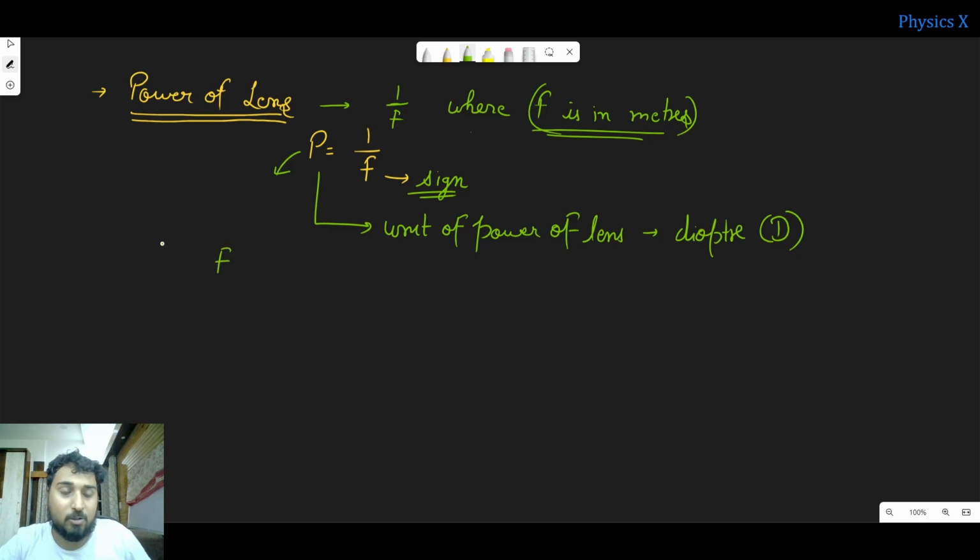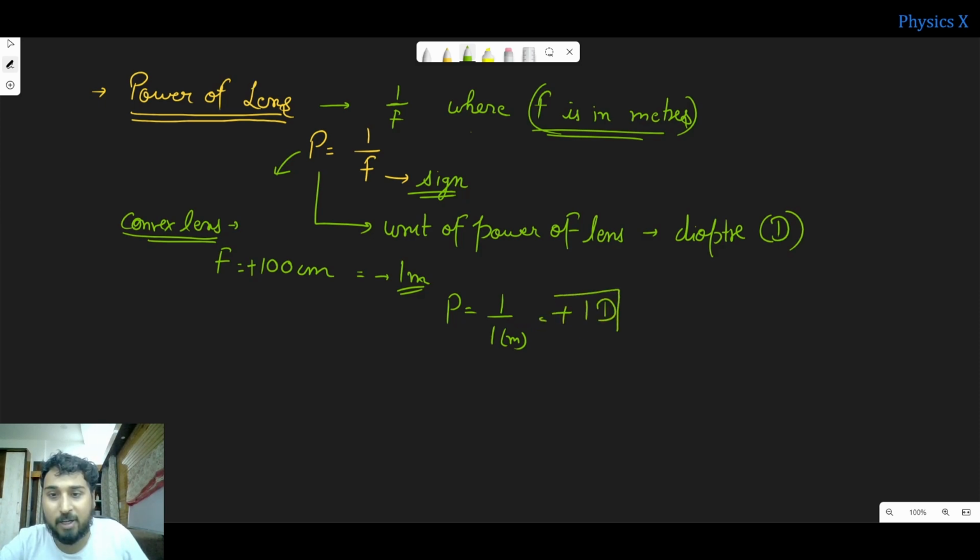Suppose the focal length of a convex lens is, let us say, 100 centimeter. Convex lens focal length sign is also plus. So the convex lens focal length is plus 100 centimeter, which means 1 meter. In meter, if I convert this, it is 1 meter. So what is the power? Power is nothing but 1 upon 1. This should be in meters, right? That is why we need to convert this centimeter into meter always while calculating power of lens. So this is plus 1 diopter.